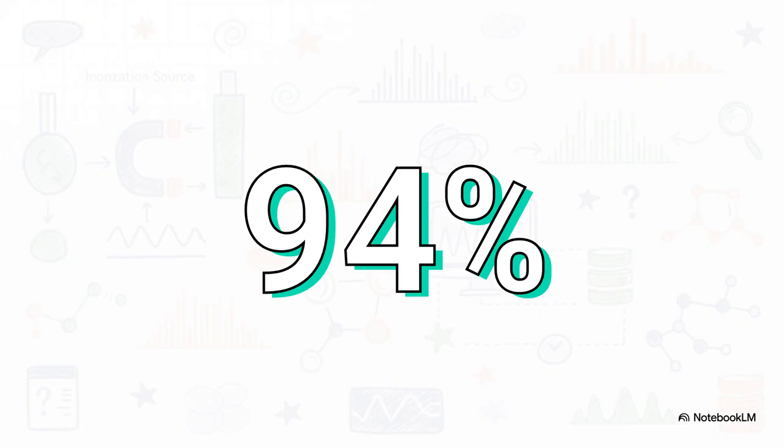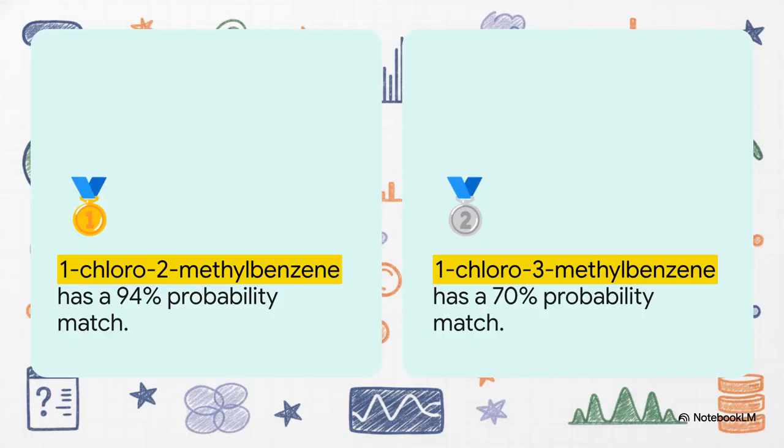The algorithm is incredibly confident that our mystery liquid, the one boiling at 158 degrees Celsius, is a compound called 1-chloro-2-methylbenzene. But check out the immediate runner-up. The second suspect is 1-chloro-3-methylbenzene, coming in with a 70% probability. These two chemicals are isomers. That means they have the exact same molecular formula of C7H7Cl and the exact same molecular weight of 126. Their atoms are literally just arranged slightly differently on the ring. The algorithm is smart enough to differentiate between them by meticulously comparing those tiny variations in their peak intensities that we talked about a minute ago.